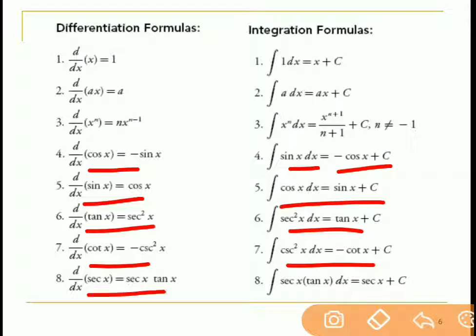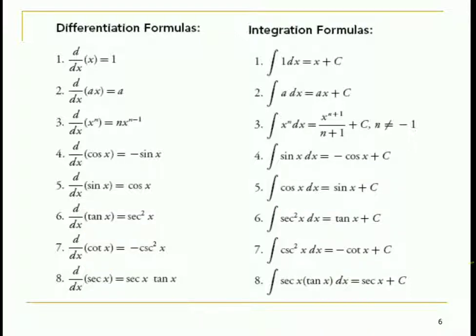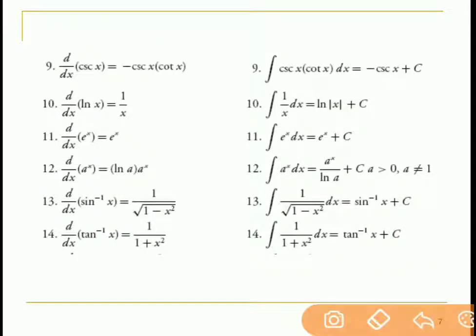Similarly, the differentiation of sec x is equal to sec x into tan x, then integration of sec x into tan x is equal to sec x plus c. We have more formulas. Differentiation of cosec x is equal to what? Minus cosec x into cot x. Then we have integration of cosec x into cot x is equal to minus cosec x plus c. We further have a few more relations.